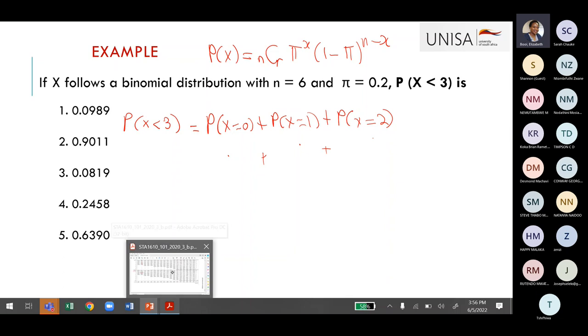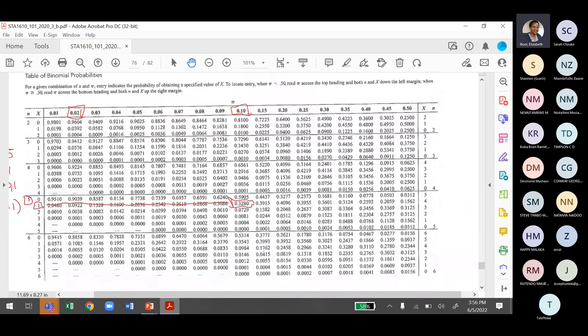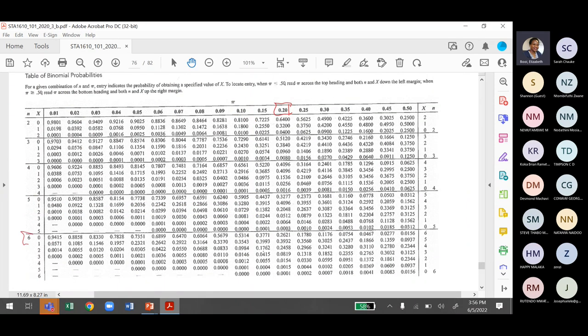So let's go there. Let's delete all this. We're looking for 0.2. We're looking for N of 6. And we're looking for any value less than 3. So I'm going to draw a line here so that I don't miss a thing. And I know that I'm in this column. Okay, so you need to add all these values. I will give you time to write them.